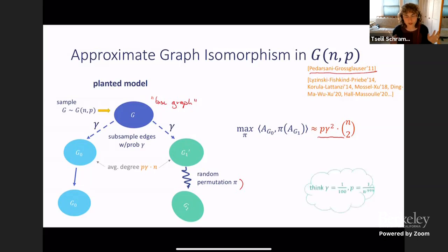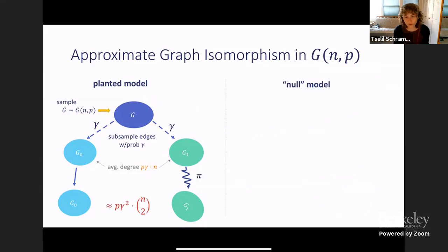And just in order to fix a setting of parameters in our minds, the interesting parameters for this talk are as follows. You should think of gamma as being a small constant, like 1 over 100, and you should think of p as being like 1 over n to the 0.999. So we have graphs whose average degree is polynomial in n, but a small polynomial in n. Okay.